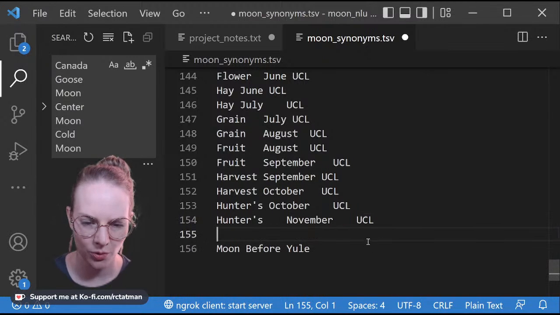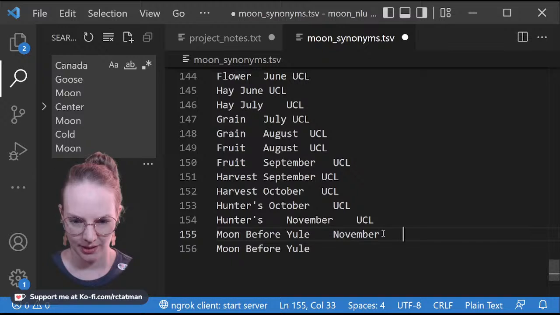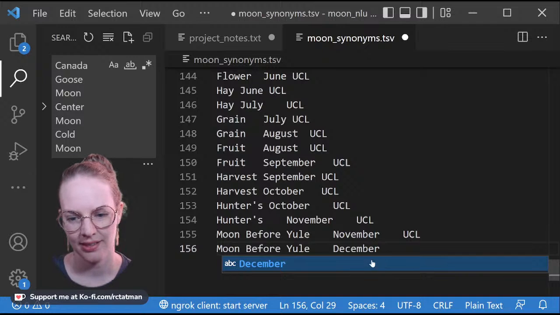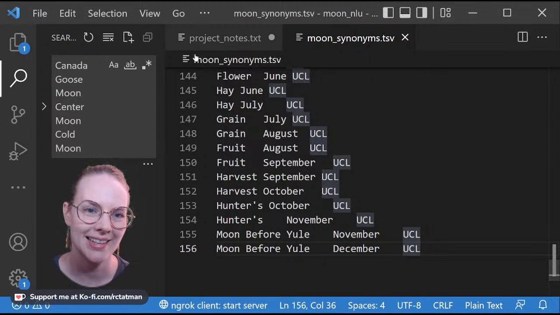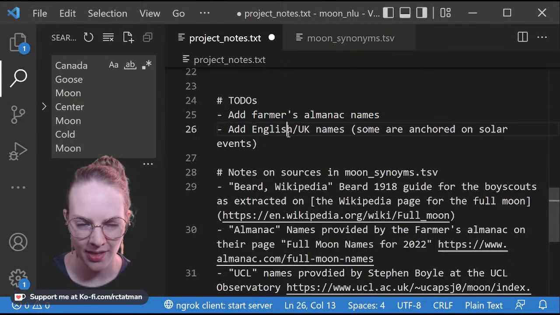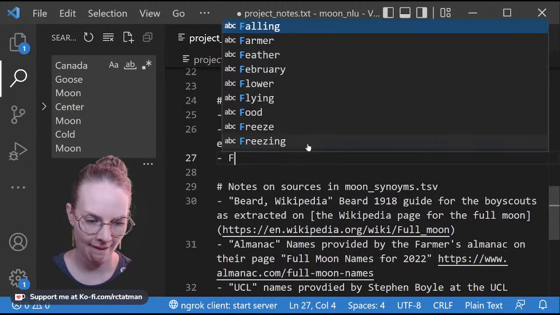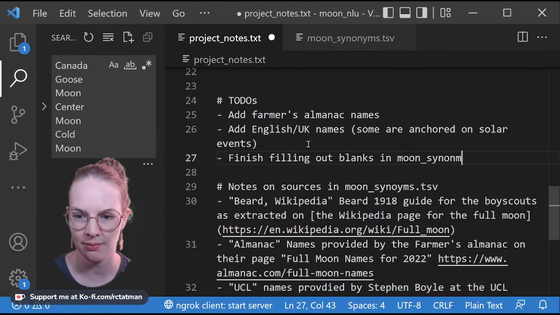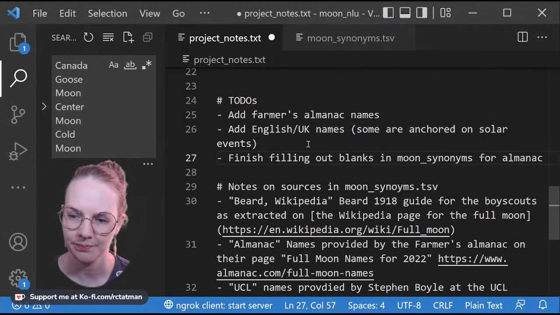And the moon before Yule can be November or December, and that takes us back to the top. Okay. I think this is good for getting started. All right, and I do need to go back and actually let me do this. So I've done that. I've done that. I need to finish filling out blanks in moon.synonyms for almanac dates. Almanac names.